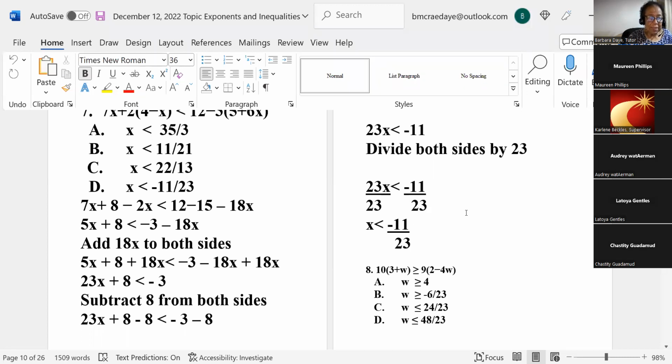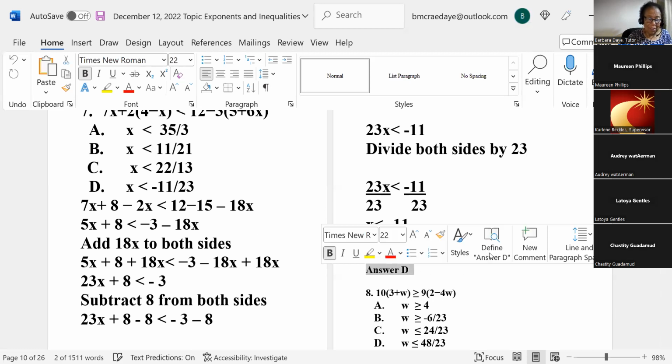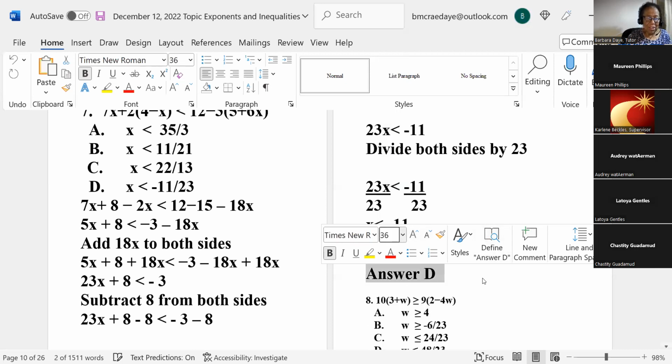So x is less than negative 11 over 23. Maureen, what answer does that match? D. D, very good. Answer D. Any questions on 7? Answer D.